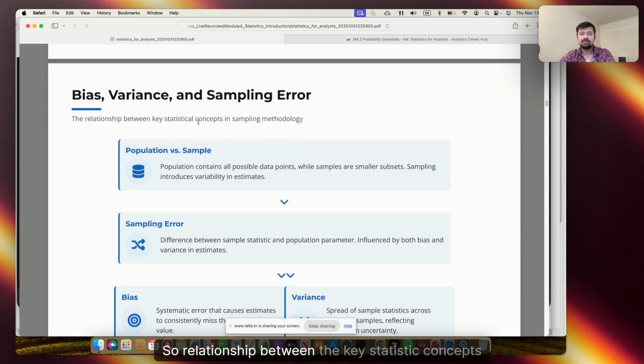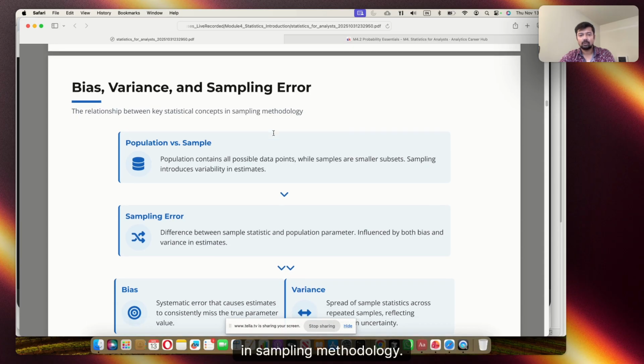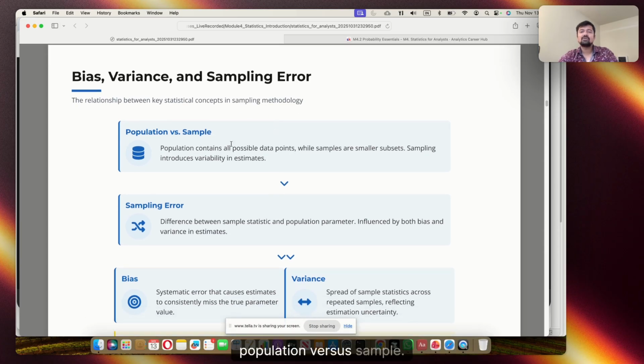Here is the relationship between the key statistical concepts in sampling methodology. The first key is population versus sample. The population contains all possible data points.